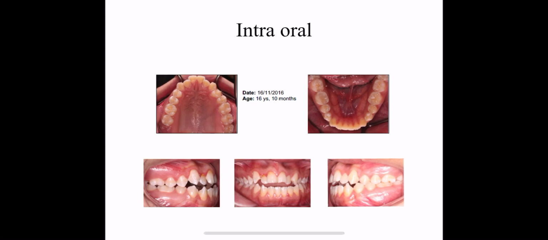In intraoral examination, you can see the open bite and maxillary anterior crowding and the other dental problems we have addressed in the previous slide.